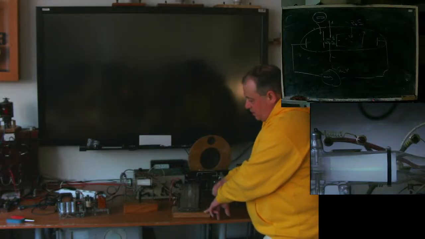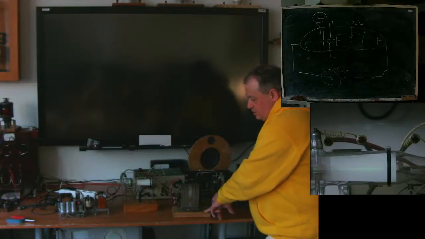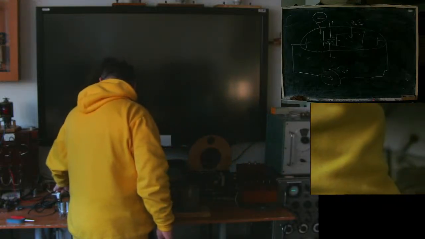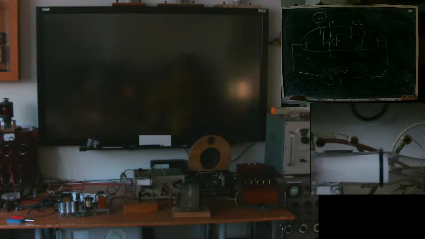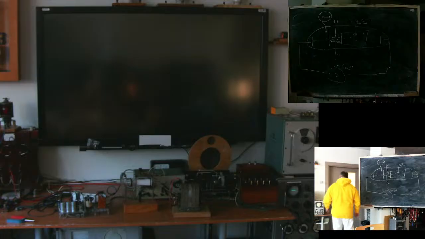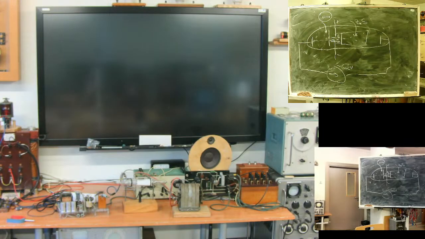Up and down, up and down. It follows my generator. Good. Here, an object called a cathode ray tube.